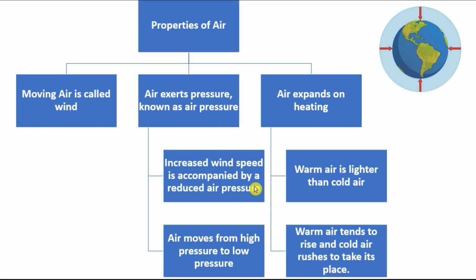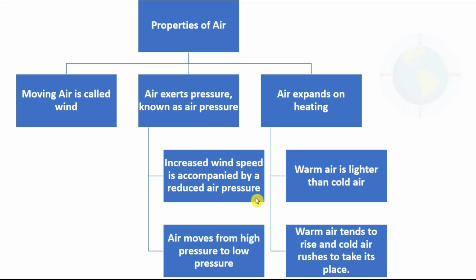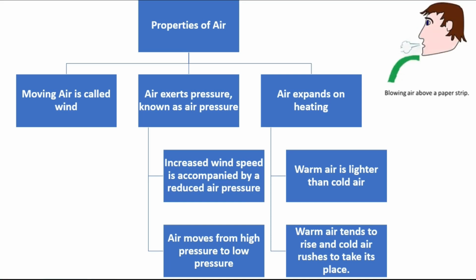The increased wind speed is accompanied by a reduced air pressure. So, where the wind speed is high, the air pressure will be less, and where wind is not blowing, air pressure will automatically be more. Air moves from high pressure to low pressure.